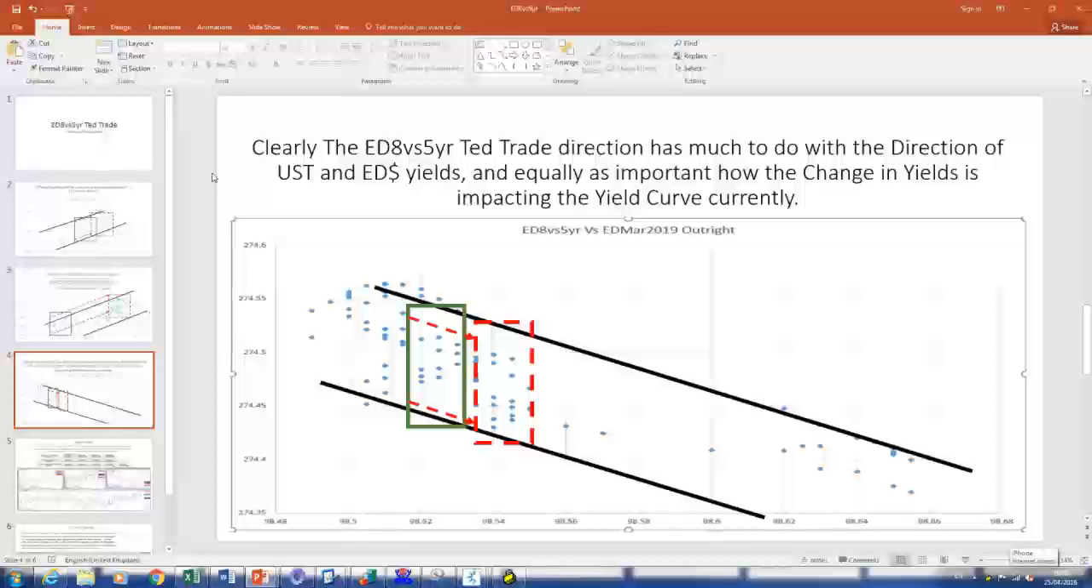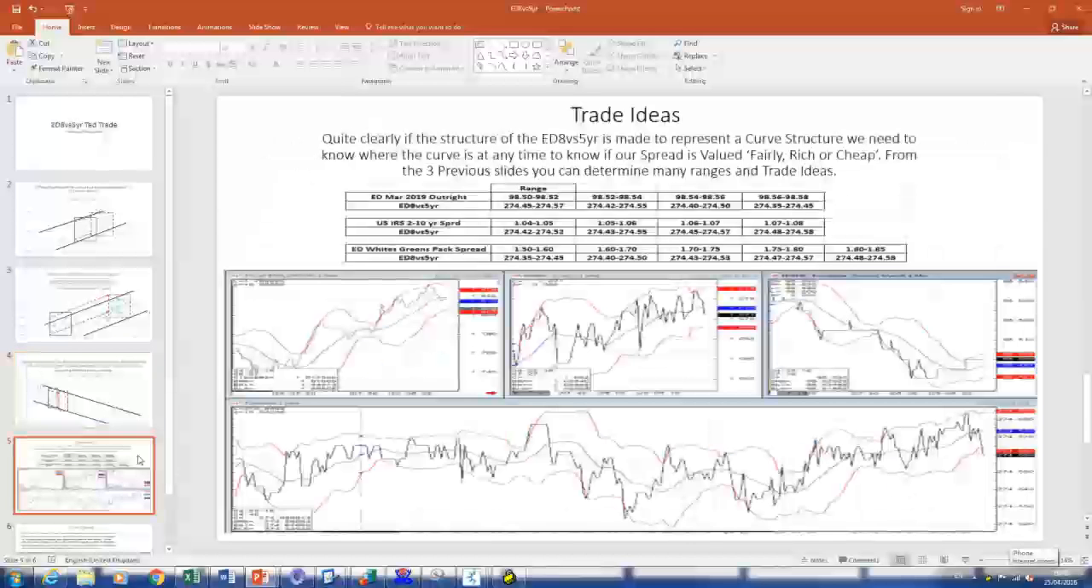So this is why I'm telling you how to spot an opportunity. So let's move on. Quite clearly, if the structure of the 5-year TED is made to represent a curve structure, we need to know where the curve is at any time, and whether our spread is valued fairly, rich or cheap. I.e., do we go long, do we go short, or do we do nothing?